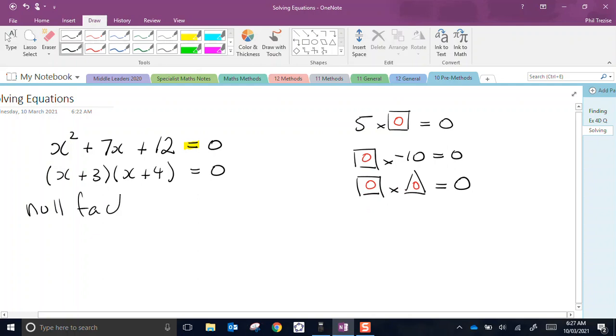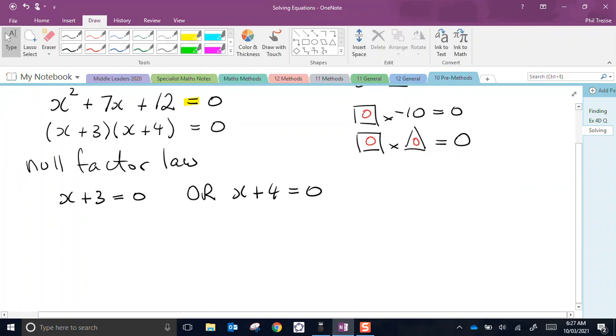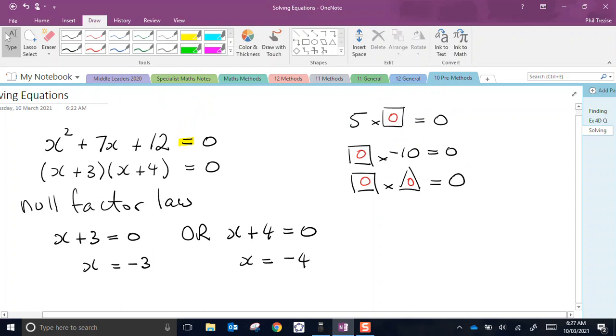This idea that when a product, when the multiplication between two terms, equals 0, in this case there's two terms, so there's two possibilities. It could be that the first term equals 0, or it could be that the second term equals 0. And in this case, I would have x equals negative 3, and in this case, I would have x equals negative 4. Now, both of those answers will actually satisfy the original equation.